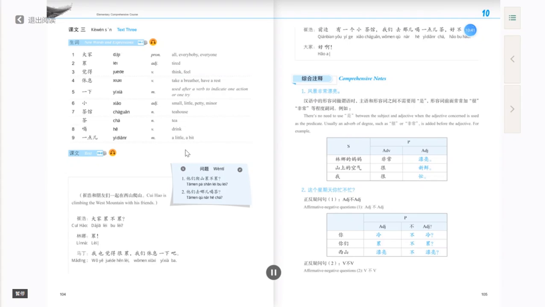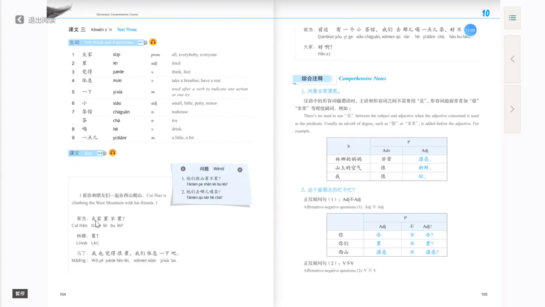课文 大家累不累？ 累， 我也觉得很累，我们休息一下吧。 前边有一个小茶馆，我们去那儿喝一点茶，好不好？ 好啊。 Okay, so let's read again.